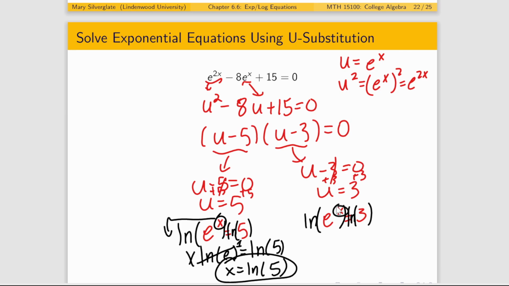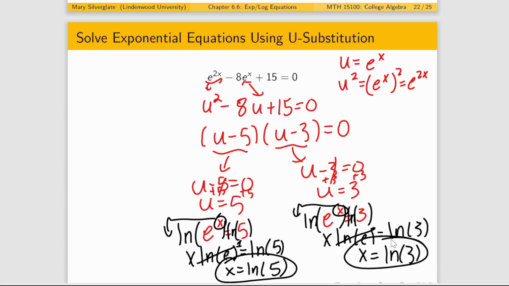And on this other one, you do the same thing. So x times the natural log of e is equal to the natural log of 3. Keep in mind I can only take the natural log because this is a positive number. If that were a negative number, it doesn't work. I can only plug in positive numbers to logs. Natural log of e is still 1, so x is equal to the natural log of 3 is my other solution.